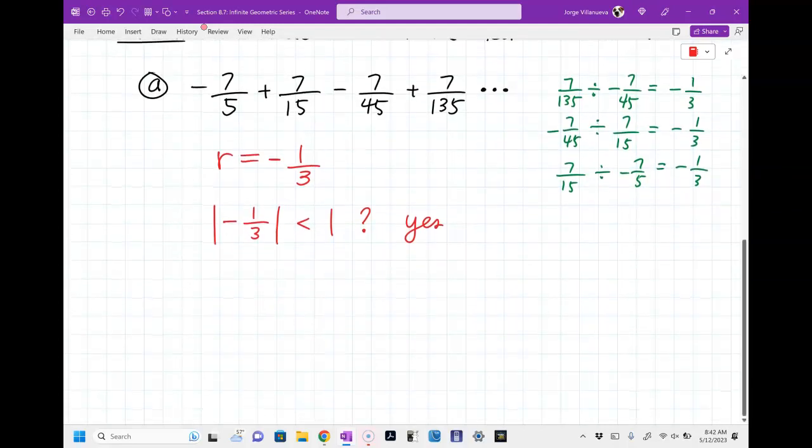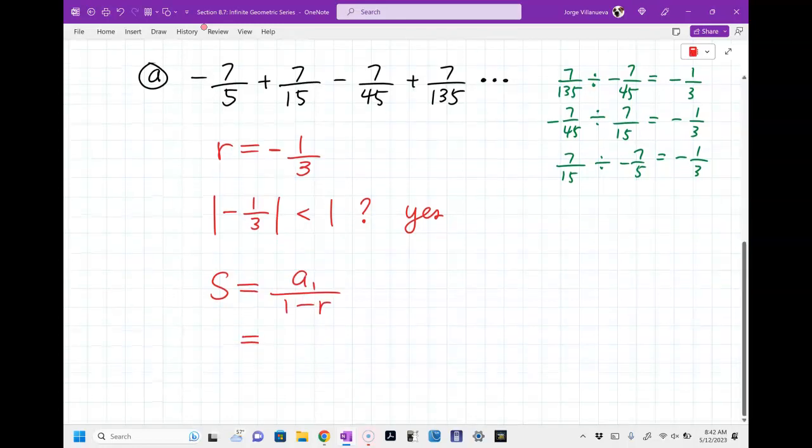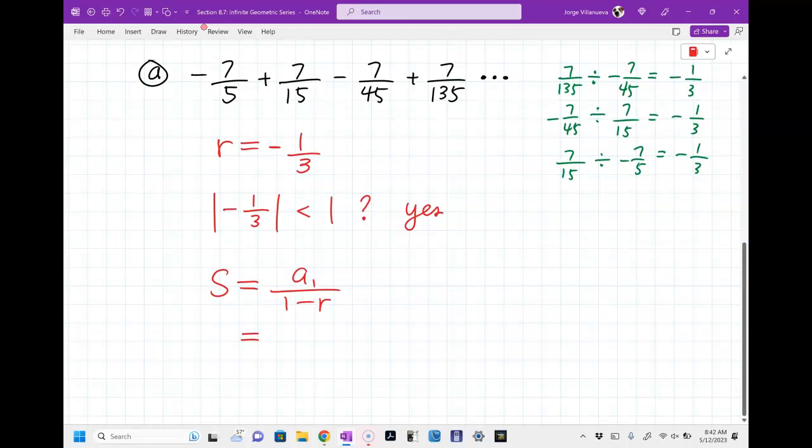Okay? This is the part, like I said, that's a little different. We never had to check before. But now we got to check the R value before we actually do anything. All right, so here we go. Here's my formula. I'll write it down. A sub 1 over 1 minus R. All right. So A sub 1 is what? What's my first term? Negative 7/5. All right. Negative 7/5 divided by 1 minus, and my R value is negative 1/3.